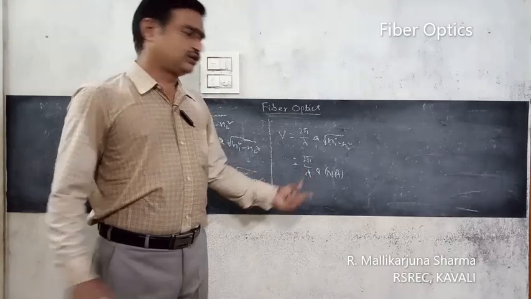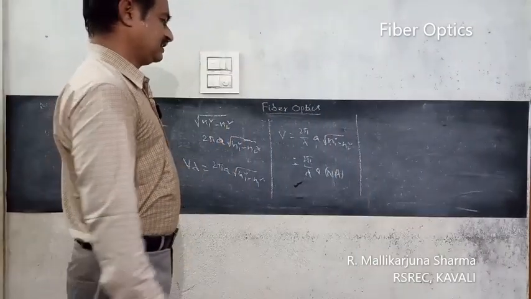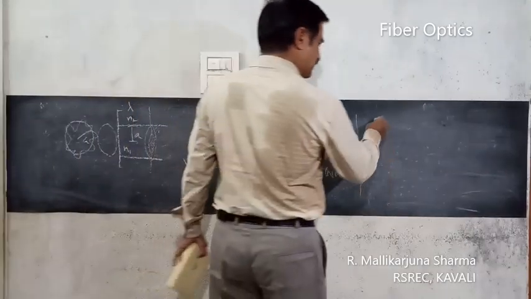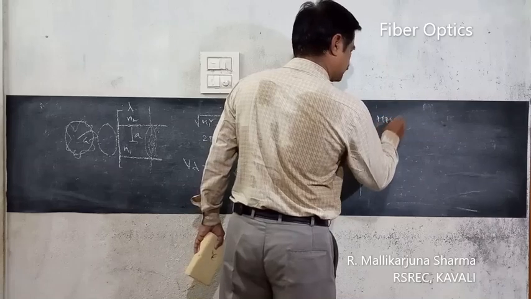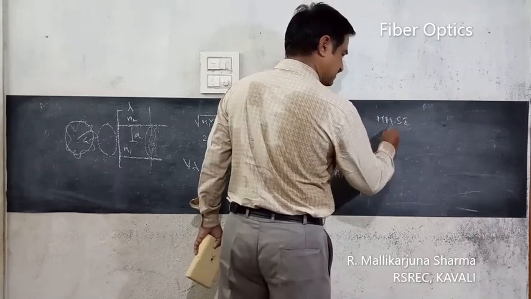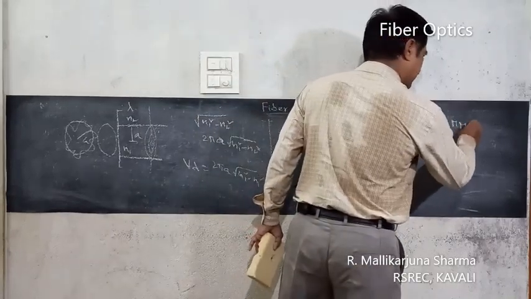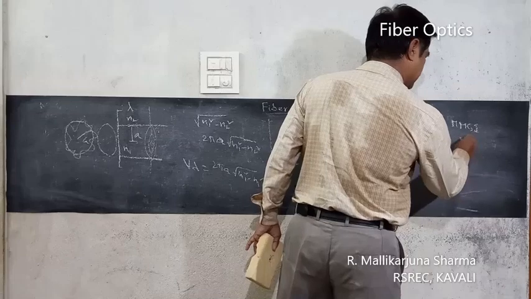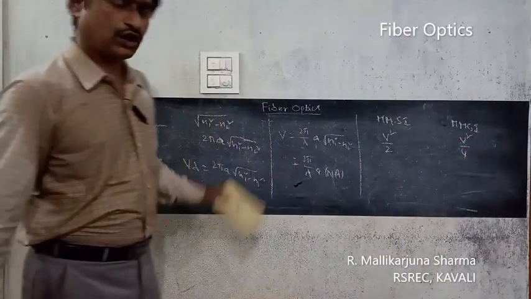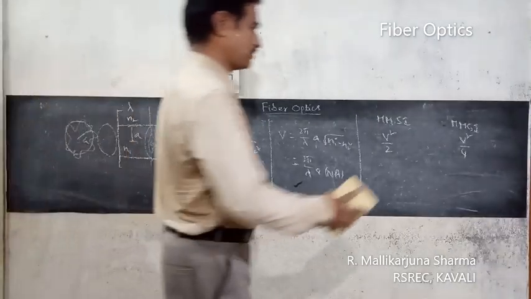If you take this lambda, it is going to have both positive and negative values. It is a propagation constant. That's why, as it is having two sides, for a multi-mode step index optical fiber, the number of modes of propagation is given by V square by 2. For a multi-mode graded index optical fiber, it is given by V square by 4. This is how we use this V number for calculating the modes of propagation.